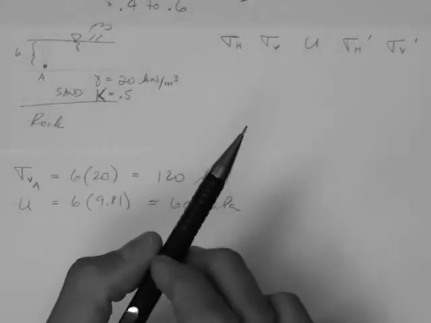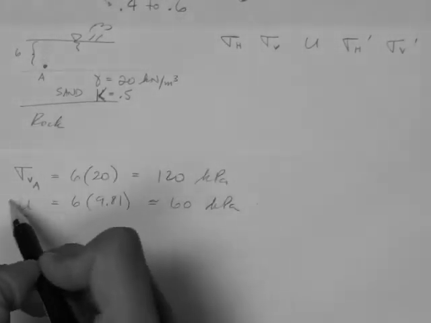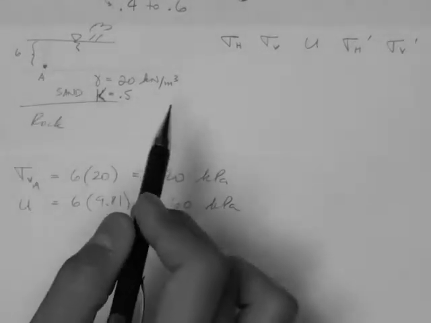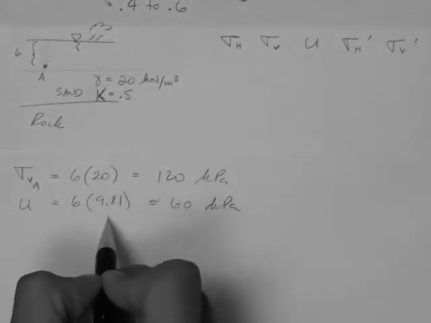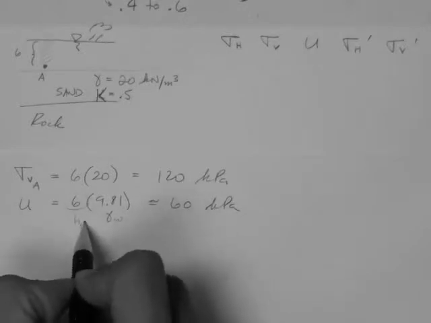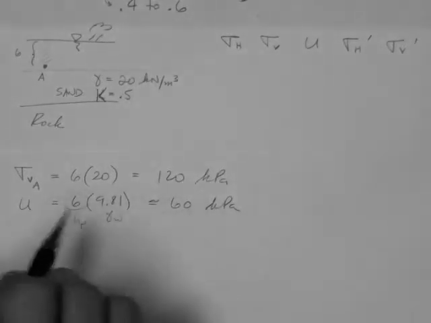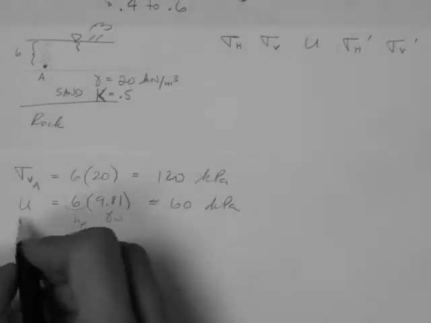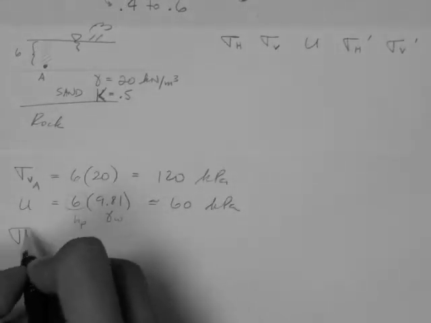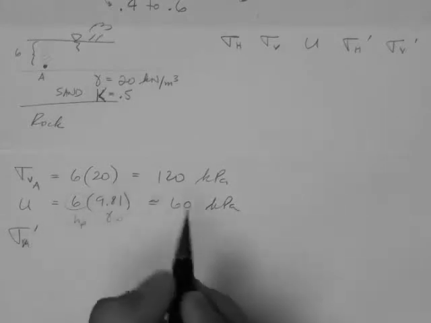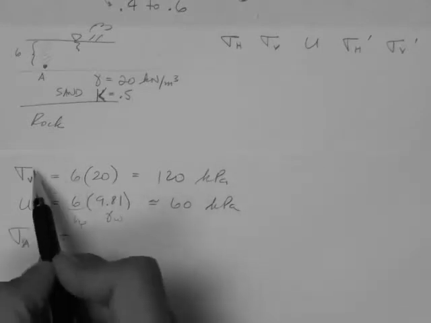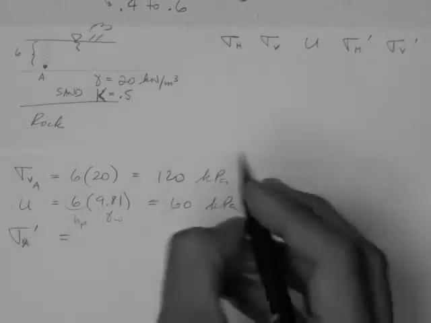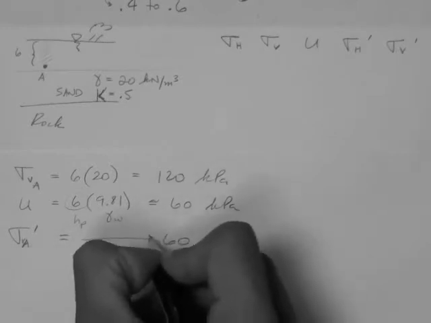Now, notice that the calculation of U has nothing to do with the soil. There's no soil parameter here. It's gamma water and the pressure head. Some people, for some reason, mess this up and think that U is dependent on this 20 or something. No. U is dependent only on water. Now, sigma V prime at A. The effective stress is the total minus the pore pressure. So 120 minus 60, in this case, is 60.